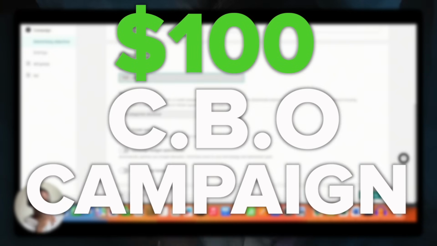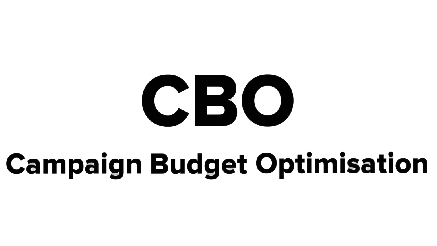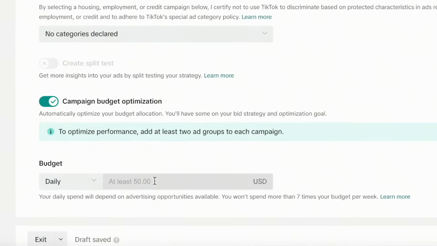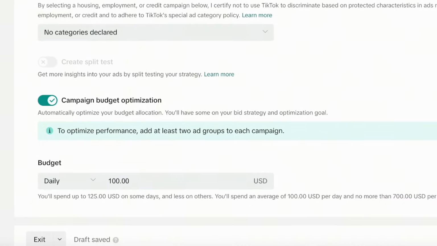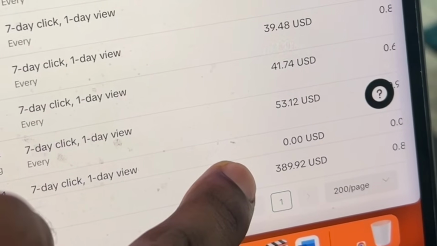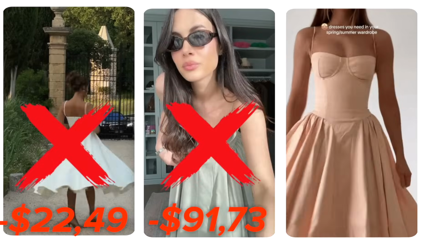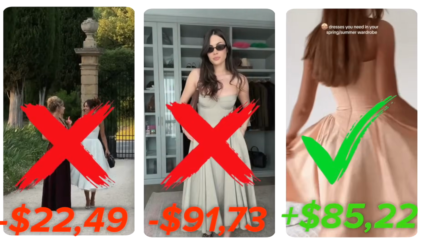But what's a CBO and why are we spending $100 on that? Well, CBO stands for Campaign Budget Optimization. It means once we upload our ads onto TikTok, we're going to give TikTok $100. And then that TikTok algorithm will spend that $100 on the ad that's getting the best results. Essentially, it will test the ads and see which ones are getting the best results and then spend most of the budget on that ad.